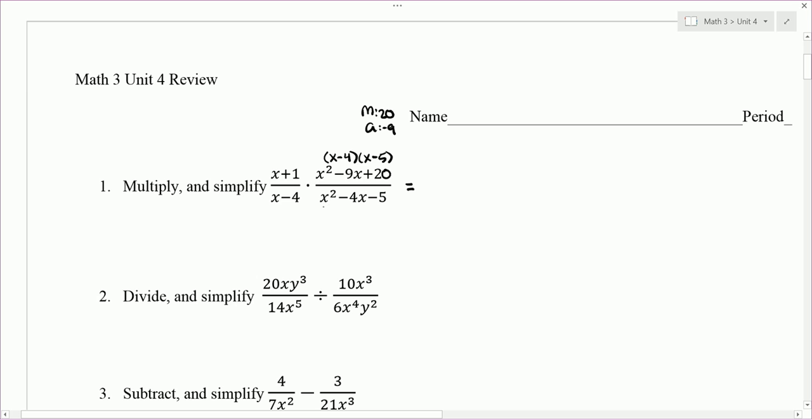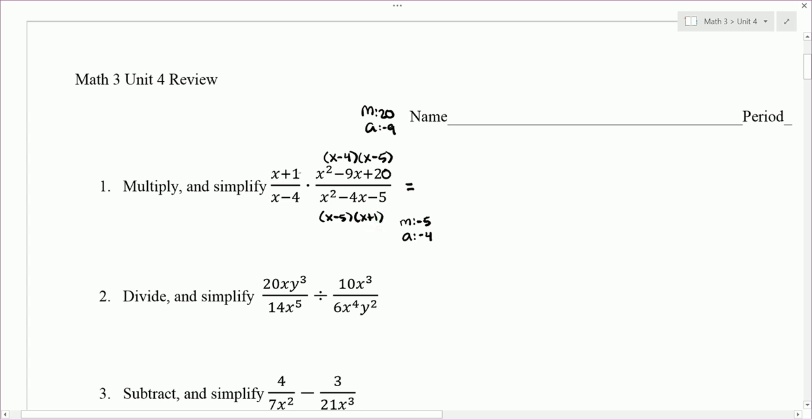Also, right below it, the x squared minus 4x minus 5, we're looking for two numbers that multiply to negative 5 and add to negative 4. And our two numbers are going to be negative 5 and 1. So this is going to factor to x minus 5, x plus 1.